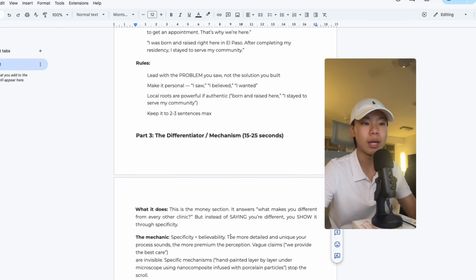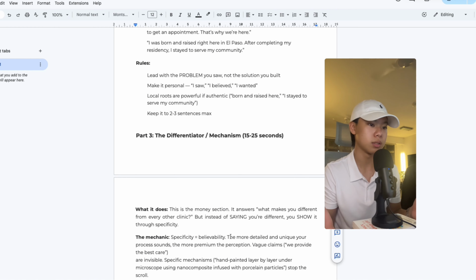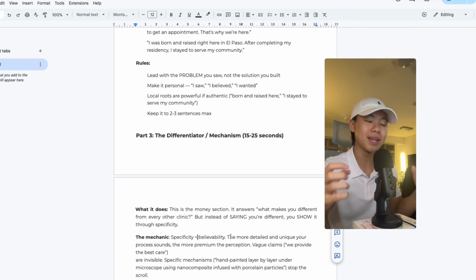The more detailed and unique your process sounds, the more premium the perception that people are going to have about your process. The vague claims, for example, like we provide the best care, we provide the best treatment, that's not going to work, right? Those are invisible. So the specific mechanisms can be hand painted layer by layer under microscope using nanocomposite infused with porcelain particles, whatever I'm rambling about, make it specific.